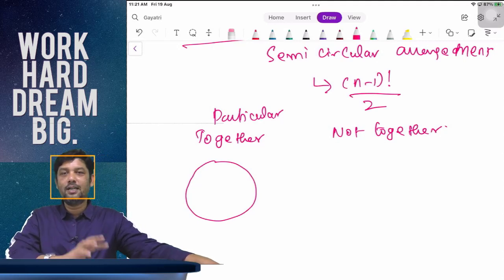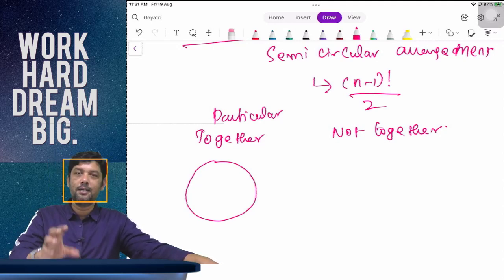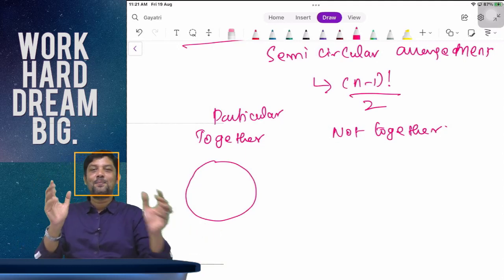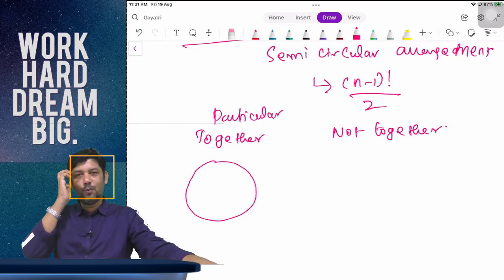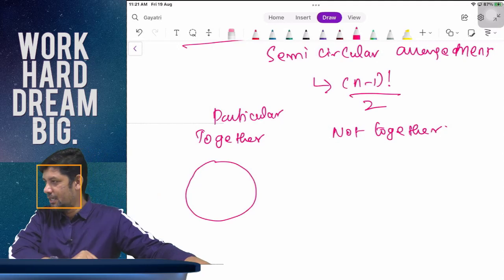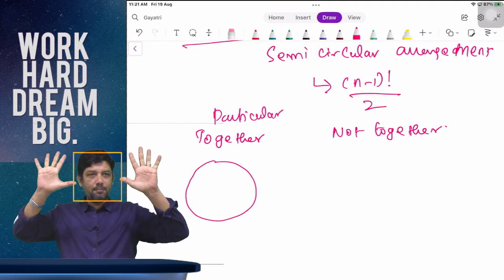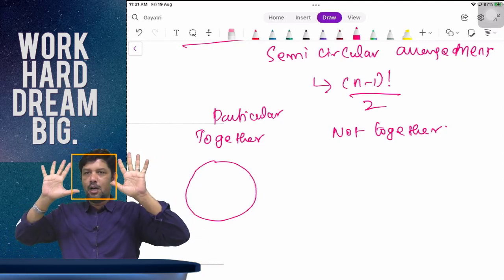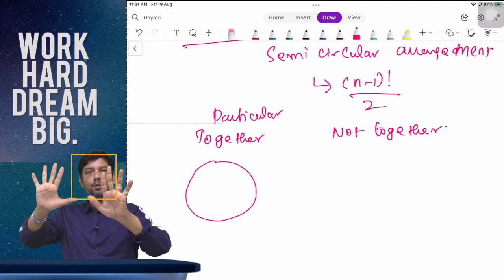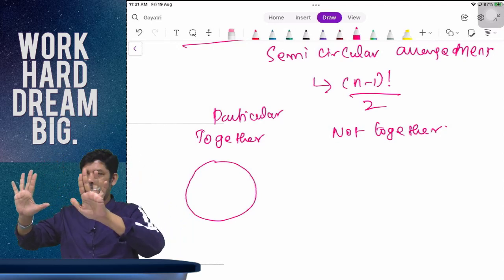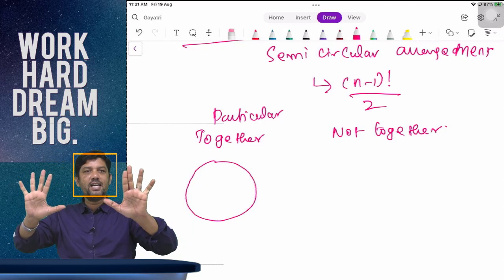Why you are taking that example, there are so many reasons here. Let it be. So only these two people always want to sit next to each other. Out of 10 people, 2 people want to sit together. If it is a linear arrangement, what is the answer?